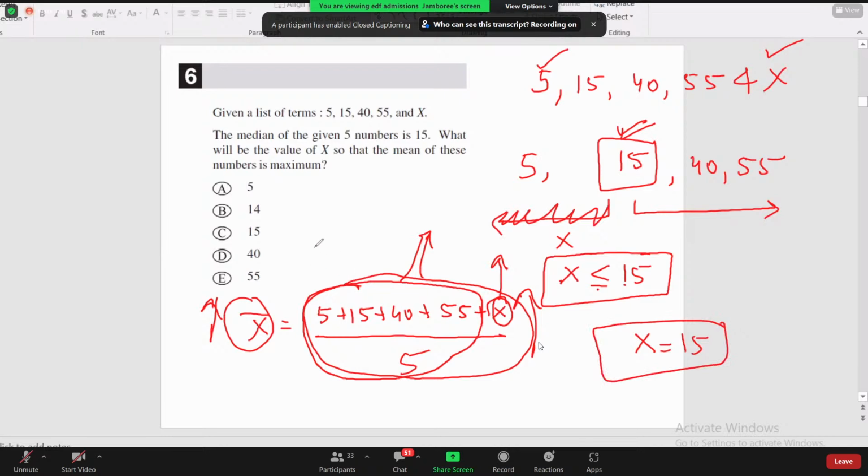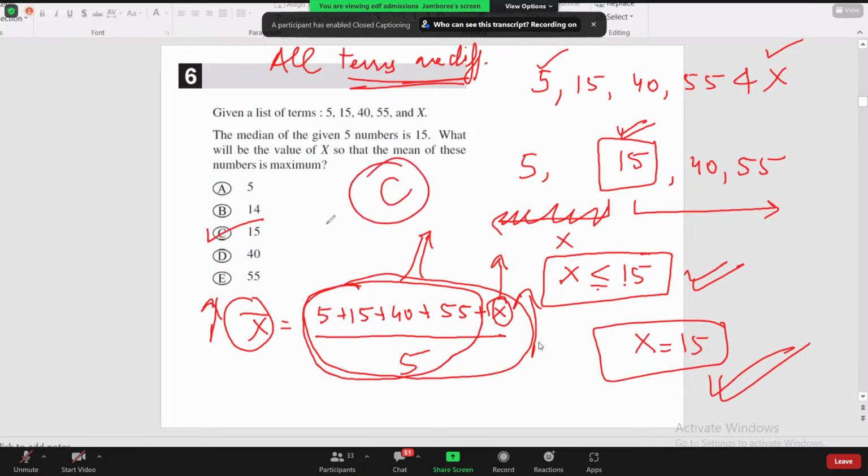You guys said 14. 14 would have been the answer if he had said that all 5 terms are different. If all the terms are different, then I could say 14 will be the answer, but it has not mentioned that all the terms are different. So automatically C will become the answer to the question, because the maximum possible value of x in this scenario will be equal to 15. So that's going to be option C as the correct answer.